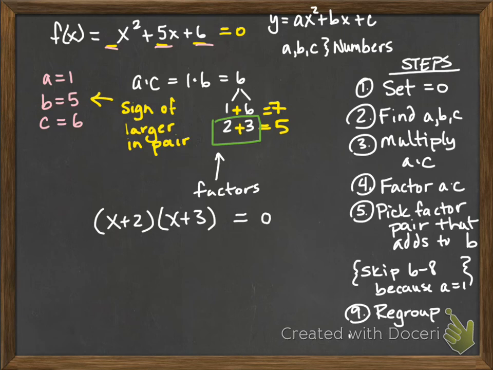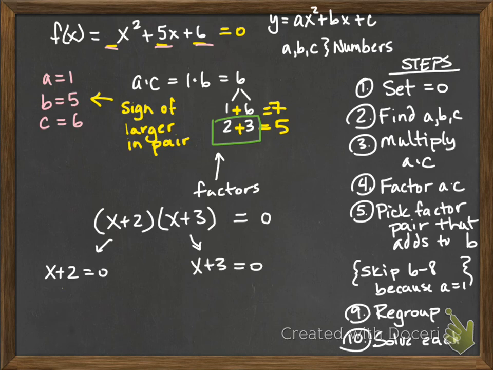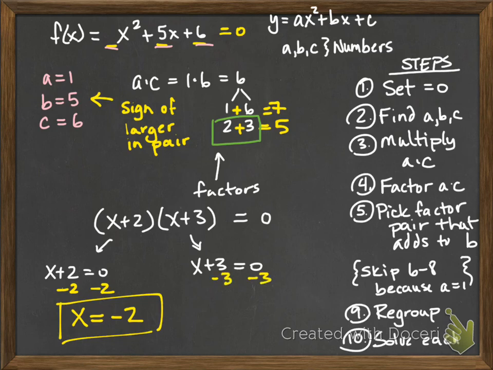And then step 10, I want to solve each factor. Because anything times 0 is 0, if I make this one a 0, then the whole thing is 0. If I make this one a 0, the whole thing is 0. So what I do then is I solve, because both of those are the answer. So I separate them out. So x plus 2 equals 0. Because remember, I'm looking for whatever x would make this a 0. So to solve for this one, I subtract 2 from both sides. So my x equals negative 2. So that's one of my answers. And on this one, I subtract 3 from both sides. So x equals negative 3. And that's my second answer.